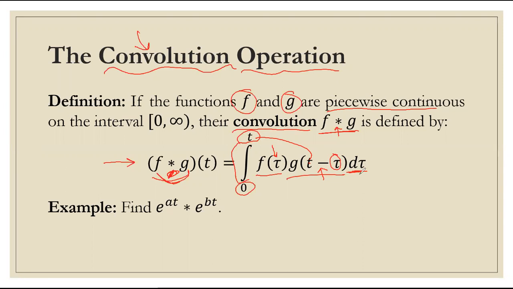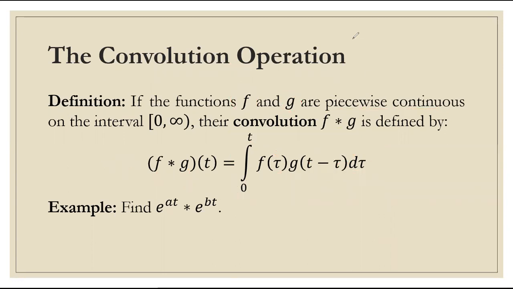And your integration now is with respect to what? This integral with respect to what? Tau. With respect to tau, and t is constant now. Okay? Did you get the idea of the new operation between two functions? By the way, I'm going to study this operation because I need to use it to find the solution of integral equations in the coming lecture, not today.